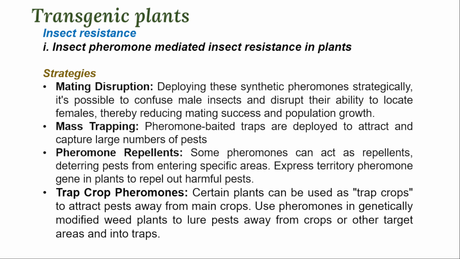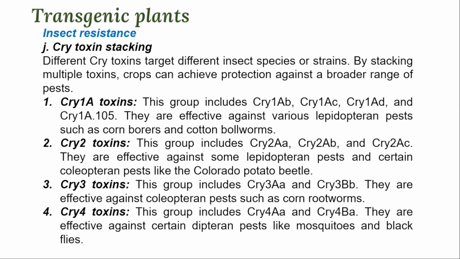Even some pheromones will repel the insects back, so we will integrate those genes into the actual agriculture crop. Because of the secretion of these repellent pheromones, the insect cannot bind to the agriculture crops, and the crops will be saved because of the transgenic technology. So there are different strategies we can use.